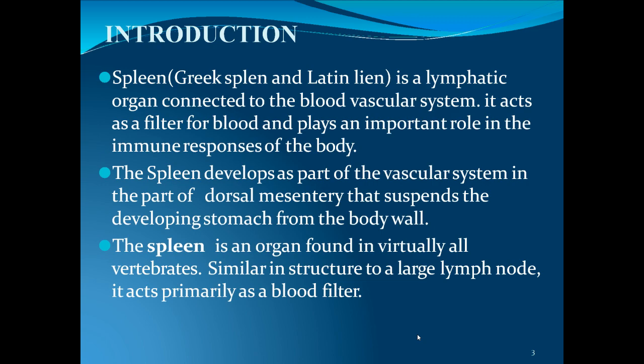The spleen develops as part of the vascular system in the part of the dorsal mesentery that suspends the developing stomach from the body wall. The spleen is an organ found in virtually all vertebrates, similar in structure to a large lymph node. It acts primarily as a blood filter.